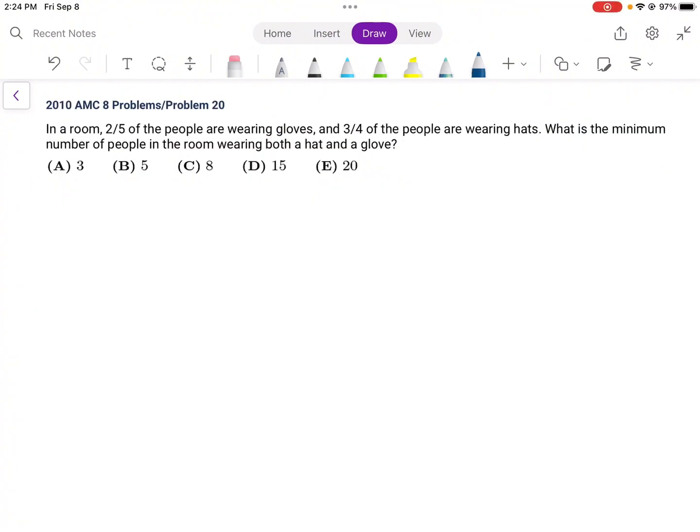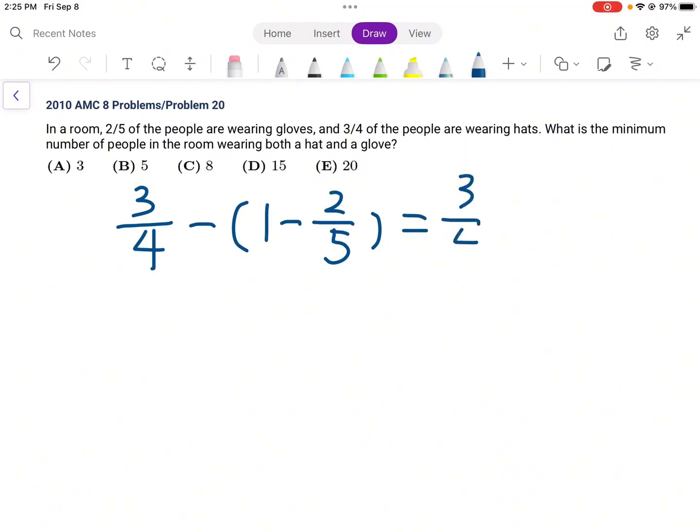Problem 20. To minimize the number of people in the room wearing both a hat and a glove, we want the people that are not wearing gloves to wear hats. So in this case, we use the 3/4 ratio of people that are wearing hats subtract the ratio of people that are not wearing gloves. That's 3/4 subtract (1 subtract 3/5). So we simplify that. That's 3/4 subtract 2/5.